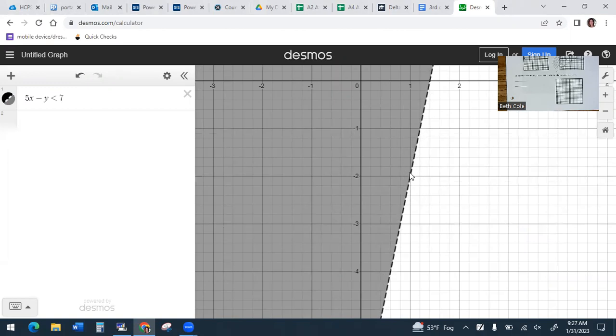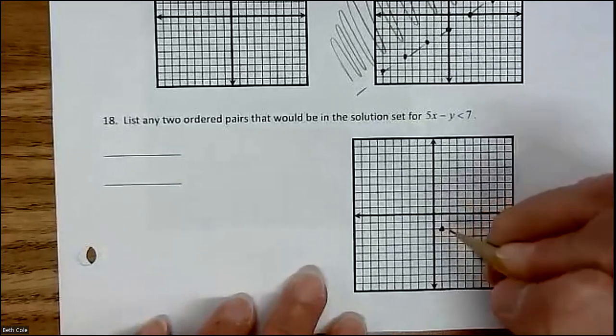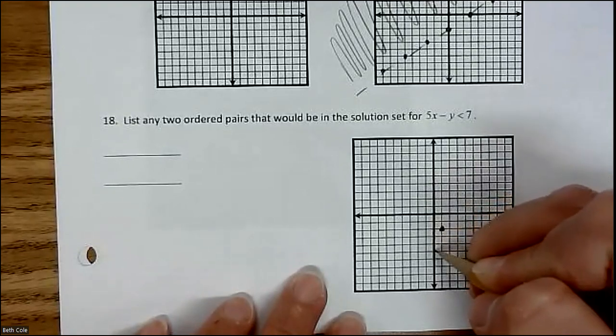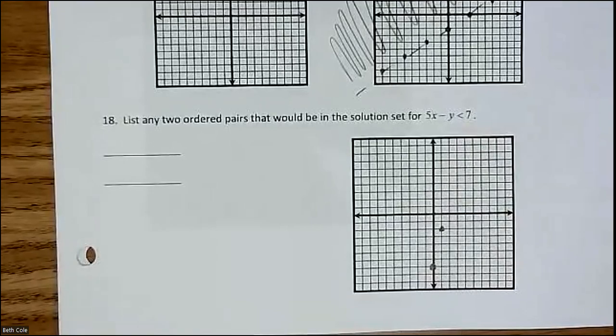Hey, don't make me regret giving you those seats, okay? Hold on. 1, -2, and then 0, -7. Go ahead. Sorry, I didn't want to forget where the points were. Go ahead.